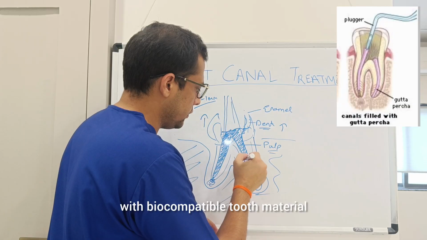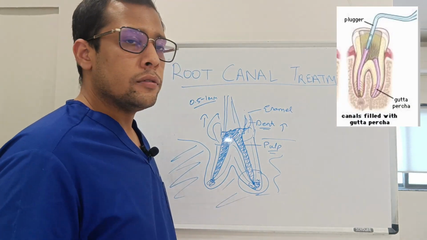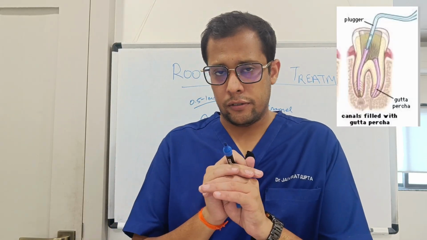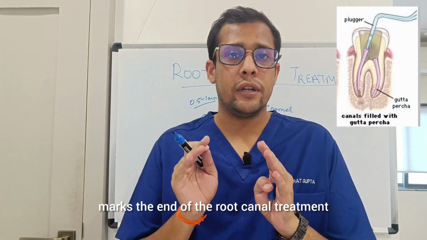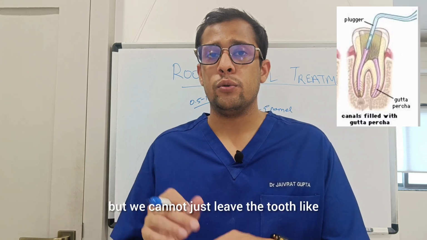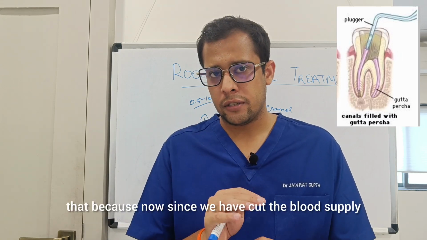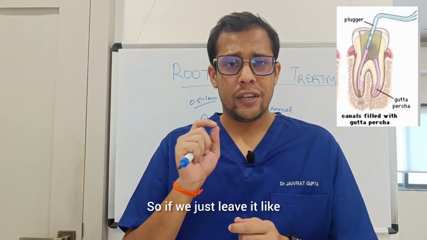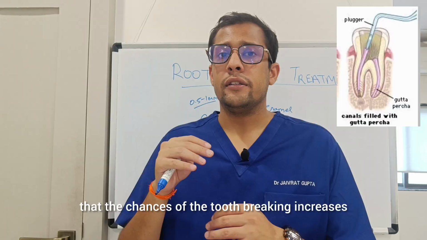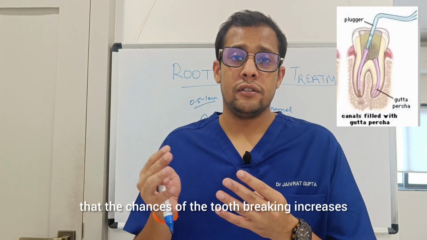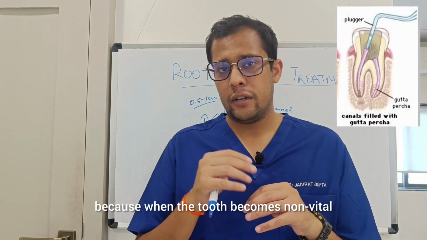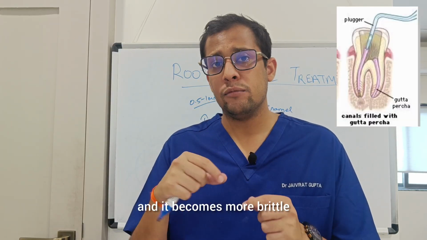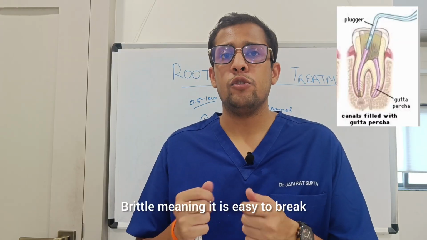with biocompatible tooth material. And now, once the tooth has been root canal treated, this marks the end of the root canal treatment. But we cannot just leave the tooth like that, because now since we have cut the blood supply and there are no nerve endings, the tooth is virtually dead from inside. So if we just leave it like that, the chances of the tooth breaking increase, because when the tooth becomes non-vital or becomes dead, the physical properties of the tooth change and it becomes more brittle. Brittle meaning it is easy to break.